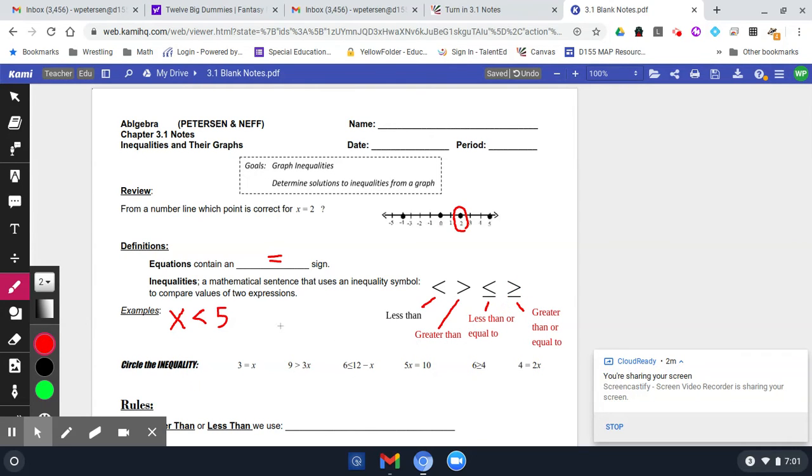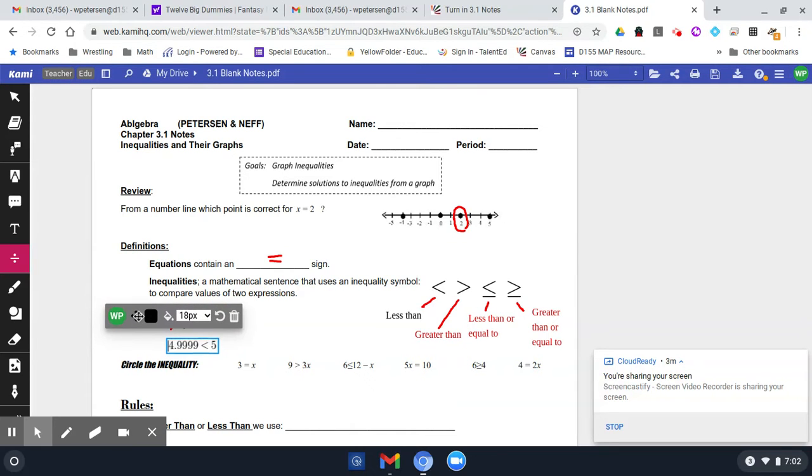Now here's an example right here. This is considered x is less than 5. So you can put any number in that you could ever think of right here as long as it's less than 5 and it will hold true. So you can put 4.9 there, right? Because is 4.9, even though it's very close, 4.999, is that less than 5? Yes, that is still less than 5. And so that still holds true. So that is one example.